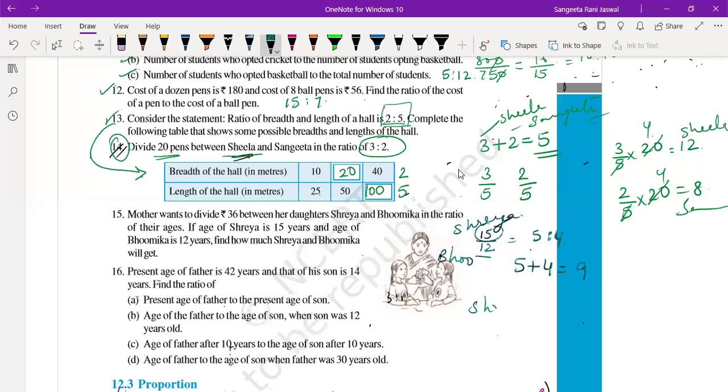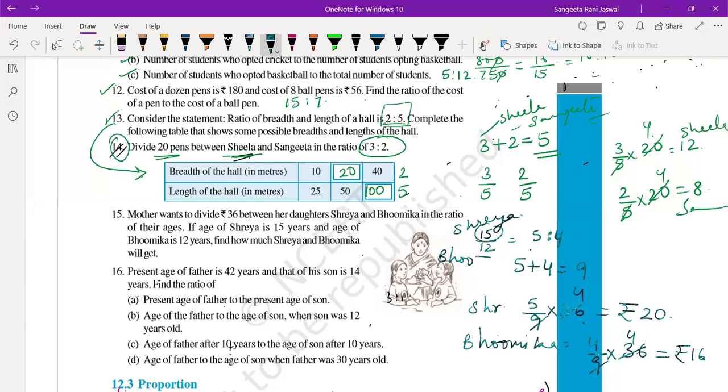So that means Shreya will get 5 by 9 parts of 36. Yes, Neha? Yes, ma'am. Shreya will get 5/9 part of 36. So 9 and this will cancel out. You will get rupees 20. Right? Same way, Bhumika will get 4 by 9th part of 36. So when we reduce this, we get 16 rupees. So Bhumika will get 16 and Shreya will get 20 rupees. Okay? Yes, ma'am.